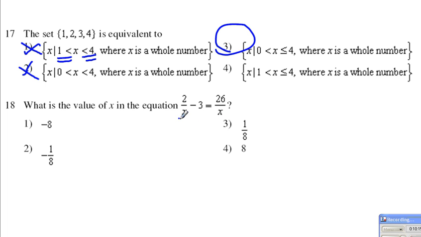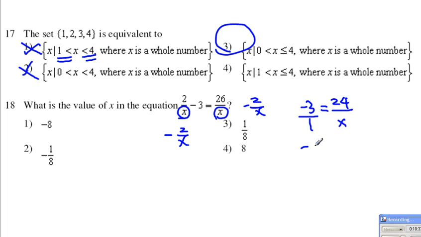Now, in this case, notice that I have x and x, a common denominator here. So I'm going to subtract 2 over x from each side. Then we end up getting negative 3 is equal to 24 over x. By cross multiplying, we get negative 3x equals 24. X equals, when you divide by negative 3, we end up getting negative 8. That becomes our answer right here.